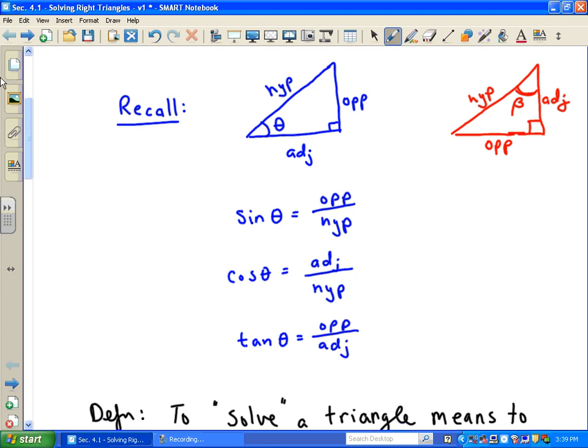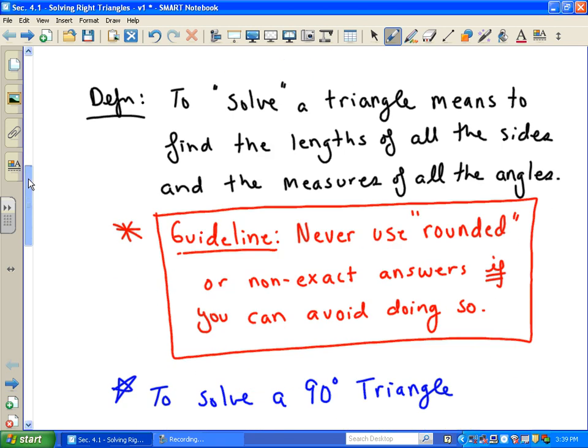Okay, now, the problems in this particular lesson are going to ask you to solve a triangle. And to solve a triangle means find the lengths of all the sides and the measures of all the angles. A guideline that I'm going to use as often as we can is never use rounded or not exact answers if you can avoid doing so.